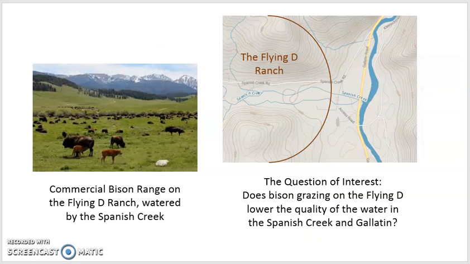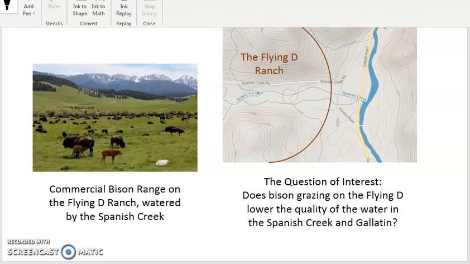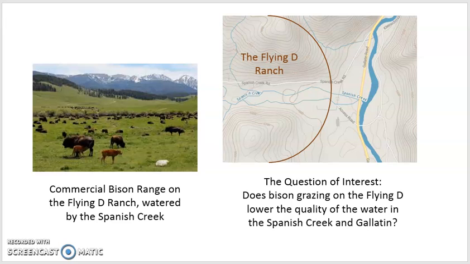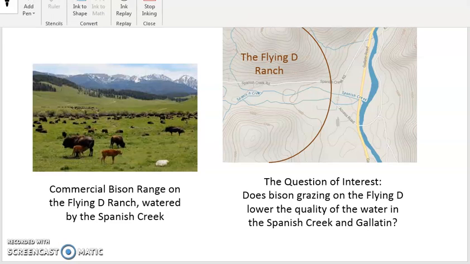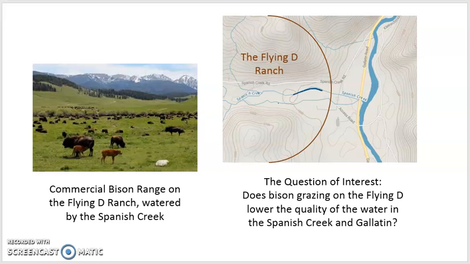What is essentially causing the potential problem is a bison breeding operation, which is on the Flying D Ranch. Let me bring up my pen. The Flying D Ranch flows through or contains the Spanish Creek. There's bison up in here. Do the byproducts, the waste from the bison, flow into Spanish Creek, which flows into the Gallatin?